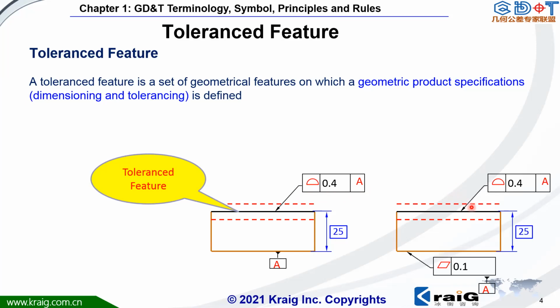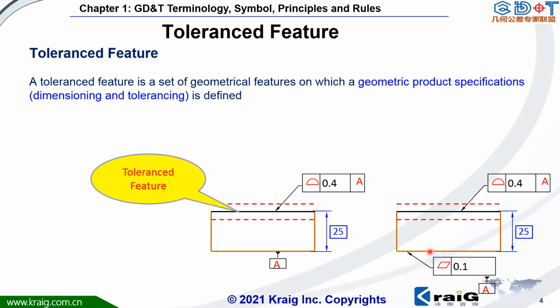You look at it here, there's a bottom surface, and this bottom surface is going to be used as datum A, and at the same time, there's a flatness here. So that means this bottom surface is the tolerance feature as well as datum feature. Why? From the flatness point of view, this bottom surface is the feature to be measured based on this flatness.